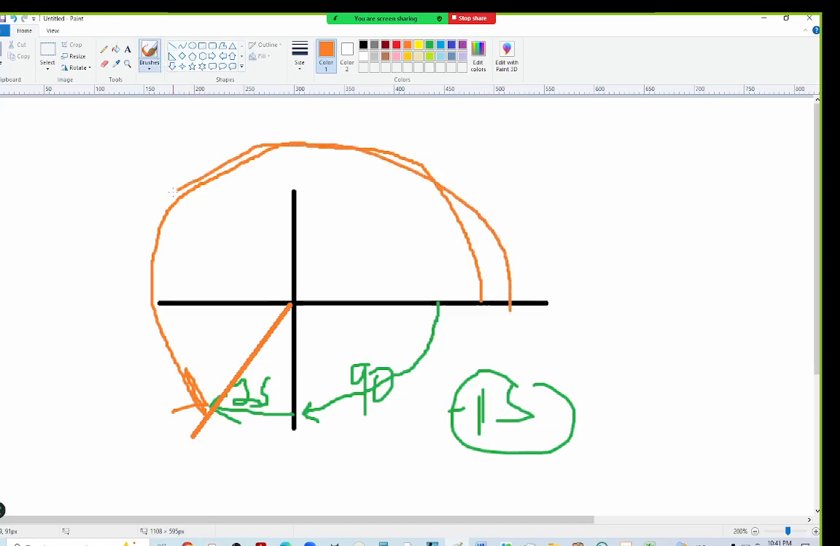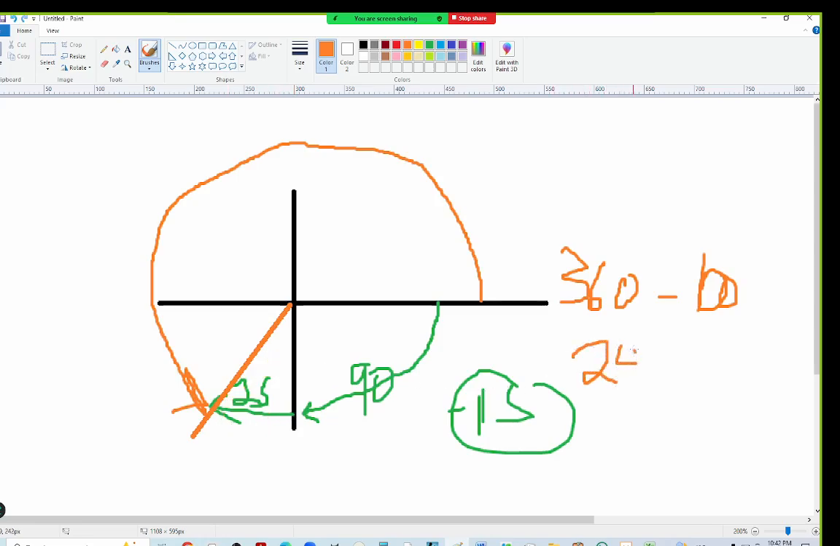Since I know that it's 360 to there, I got to go 360 back 115. So how would I write that in math? 360 minus 115. What's 360 minus 100? The answer's 245. Can't you do 270 minus 25? Yeah, you could for sure if you want to. So 270 minus 25 is 245.